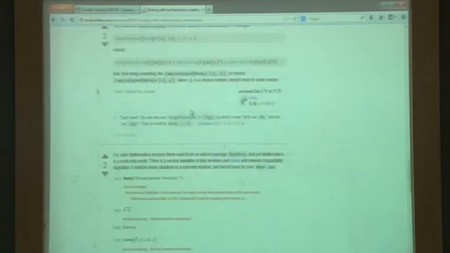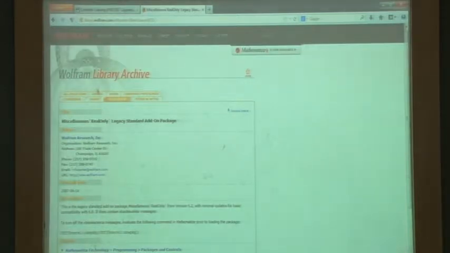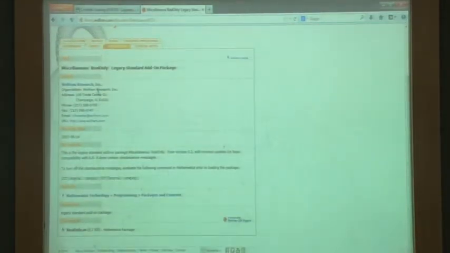There, it needs older Mathematica versions, not Mathematica version 9, unfortunately. It's a version available in later versions and online. Oh, there you go. So we click here, we get it. Miscellaneous reals only. That was 2007. So you can download it and install it.